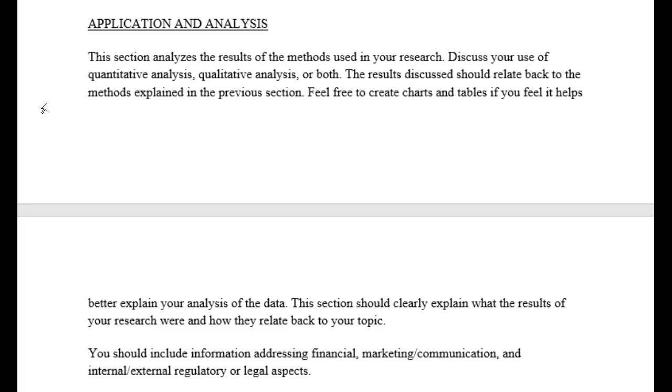So it's like if you said, I'm going to use case studies as my methodological design, in here you should tell us what the results were of that case study, what the data was you got from it. When you told us how you were going to code the case study, here's when you tell us what you got in those separate categories.